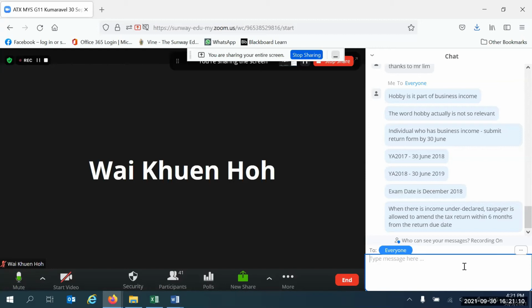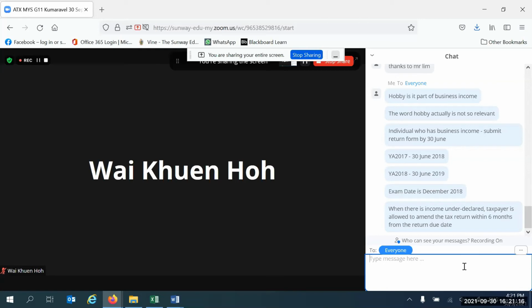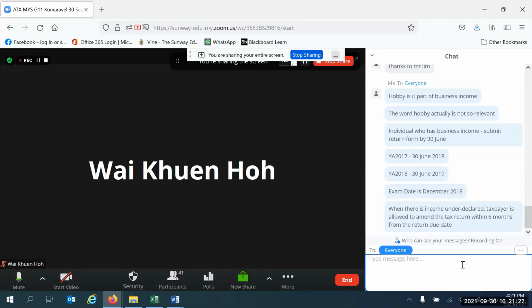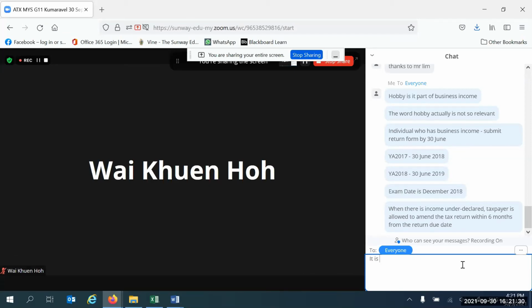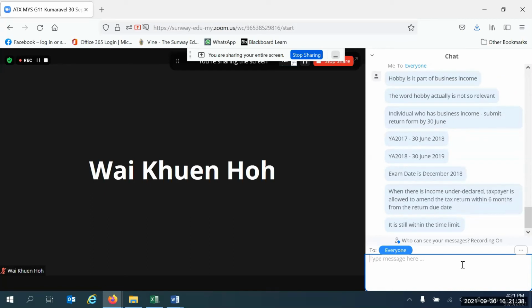Okay, right? So when there is income under declared, the taxpayer is allowed to amend the tax return within 6 months from the return due date. Okay, don't worry if you have forgotten. When we come to tax admin, you must brush up. So it is still within the time limit. Okay, see, we just need simple sentences. Most of you, your English, when we read in the progress test, is quite okay. Except maybe 1 or 2 of you, you must try short sentences, so that people know what you're writing. Okay, still within the time limit.